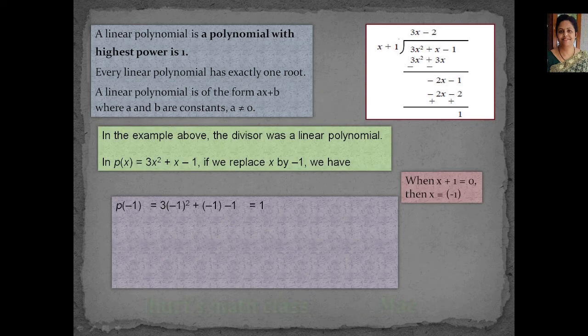So 3 into negative 1 squared is equal to 3, plus negative 1, minus 1, that means plus negative 1. So negative 1 and negative 1 is negative 2. You will get 3 plus negative 2. What is 3 plus negative 2? Positive 1. We will get the same remainder here.